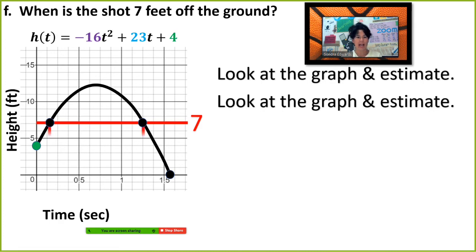Let's go ahead and actually estimate those. What are the times that go with a height of 7? That looks to me like around 0.15 and 1.25. That's just a rough estimate.